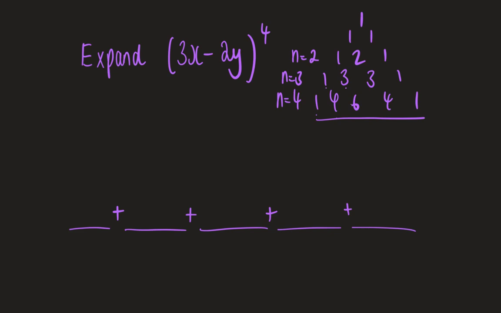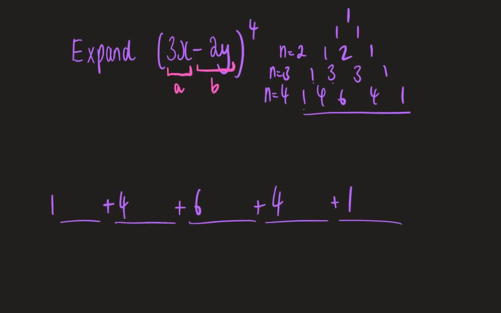I'm going to fill in my coefficients: 1, 4, 6, 4, 1. Now this one is a little bit different to the last one. Because we've got 3x and negative 2y, I'm going to call this 3x A, and I'm going to call the negative 2y B.